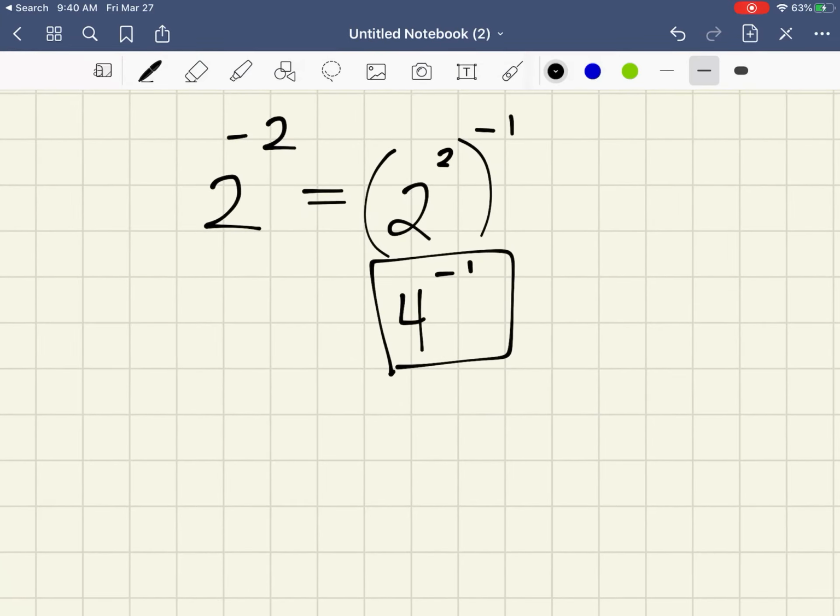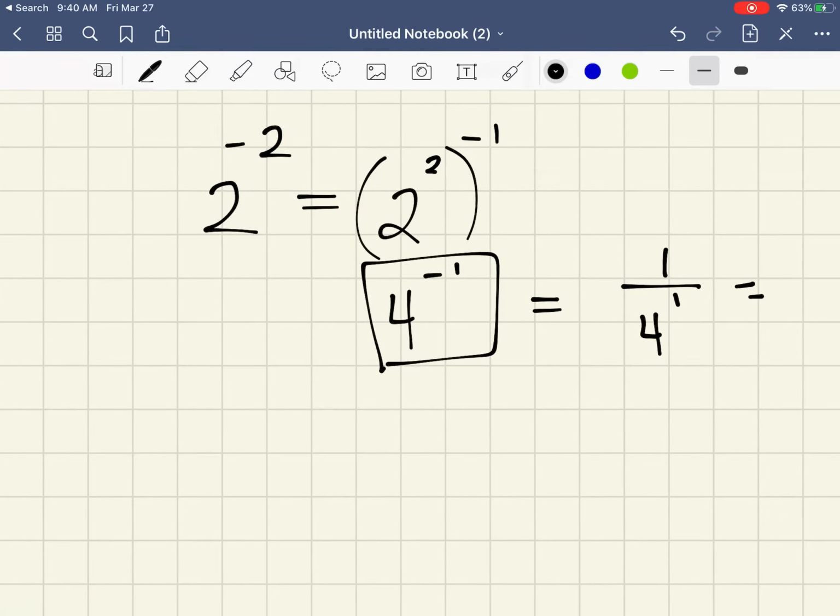As you go through this unit, you're going to learn more about different properties of exponents. Negative exponents, basically, if you have a whole number to a negative exponent, it is the same as 1 over that number to the positive exponent. So this is the same as saying 1/4.